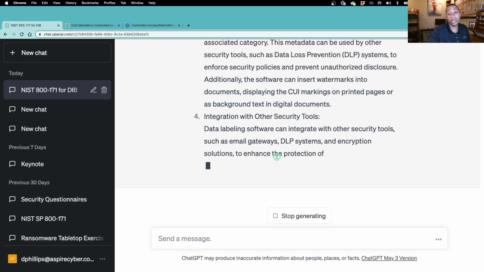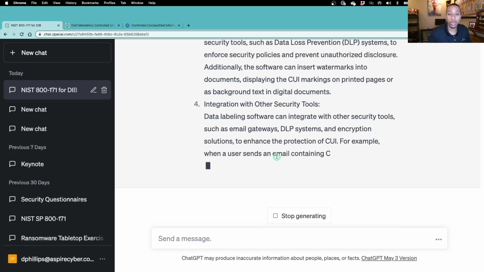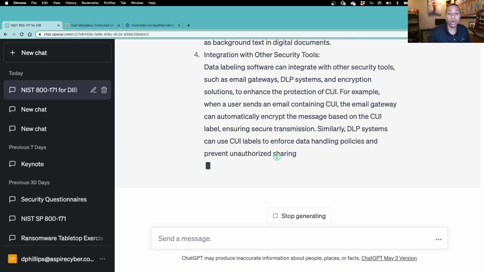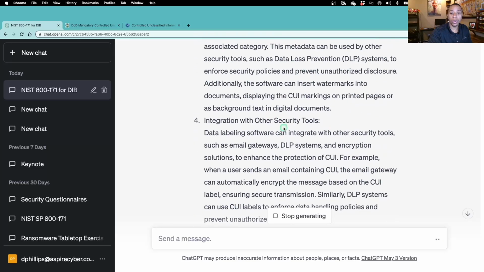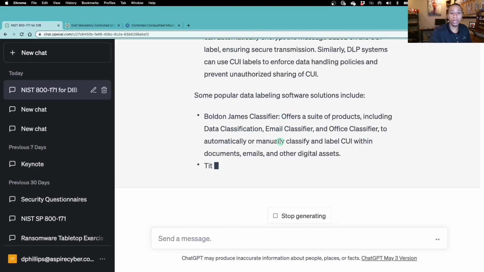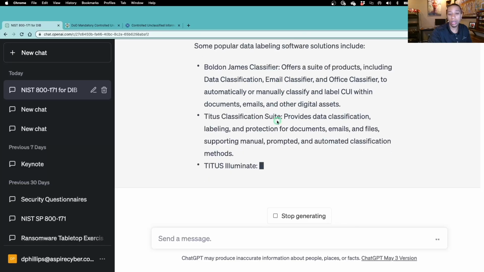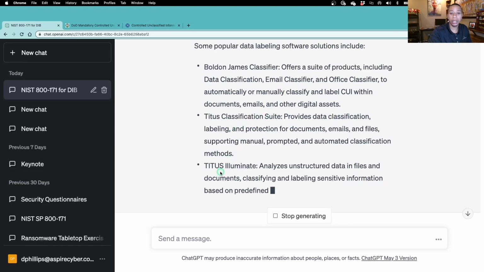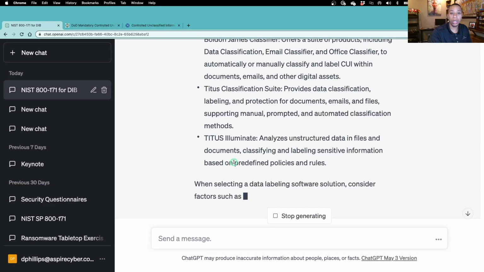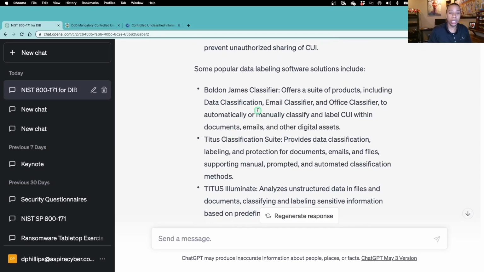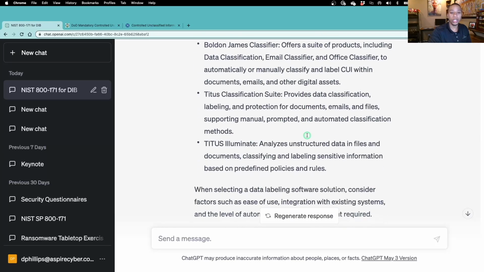So yeah, just another resource tool that's available to you. This is something that you may want to look into more in terms of data labeling software. But yeah, could be helpful. This Boldon James classifier, I had never heard of that before. But Titus, I've heard of Titus before. But yeah, something worth looking into if you're really struggling with labeling CUI. I wouldn't solely rely on the software, but it could be a good resource to get you started.